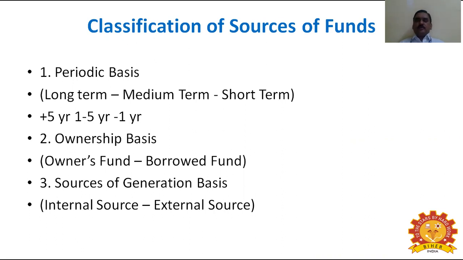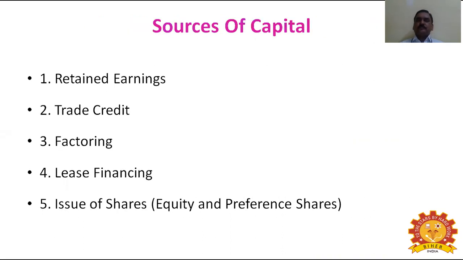Next, the classification on the basis of ownership. The owner's funds, or funds the owner borrowed from other sources. It's called owner's fund. The third is the generation basis, that is, internal source or external source. That means the funds generated from the internal source, or the funds taken from outside, which is the external source.